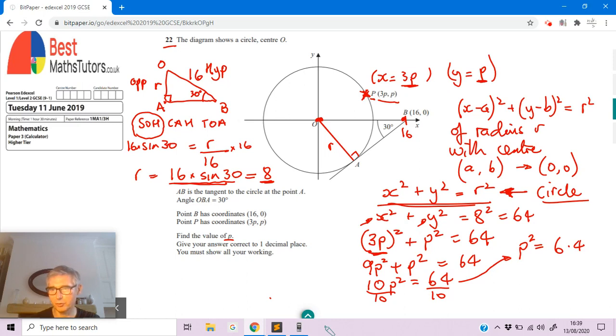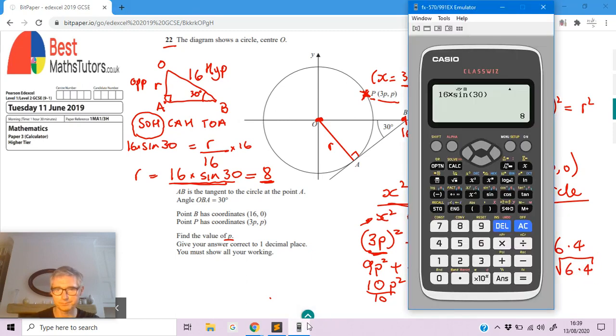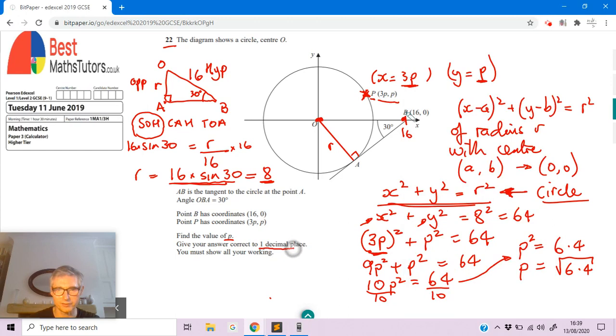And all I need to do then is get rid of this square sign here, the 2 by the p. And to do that, I'm just going to square root both sides. So if I square root both sides, then what will happen is the square will cancel on the p and just give me p there. So p is equal to the square root of 6.4. So I'm just going to get the calculator up to work that out. And bearing in mind, I've got to do it to 1 decimal place as well. It says in the question 1 decimal place there.